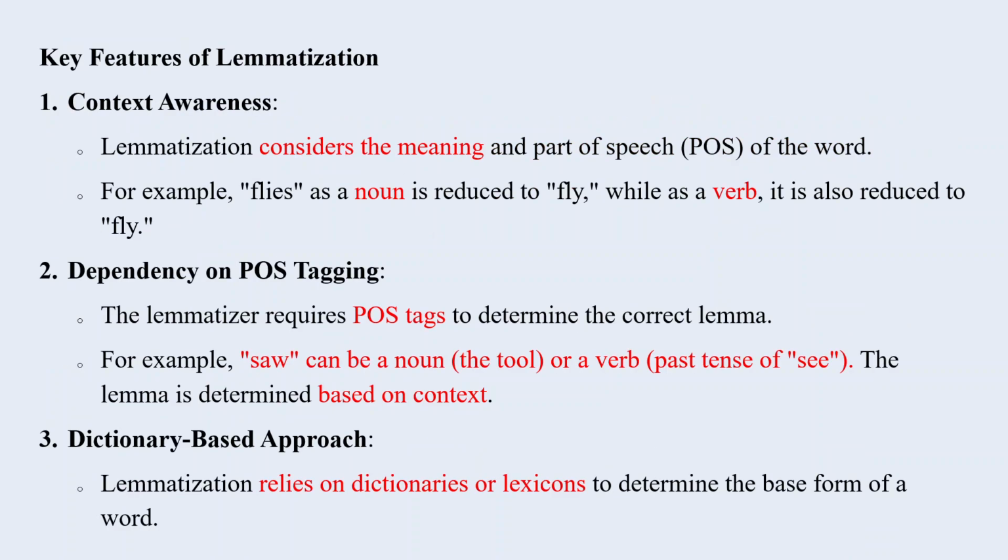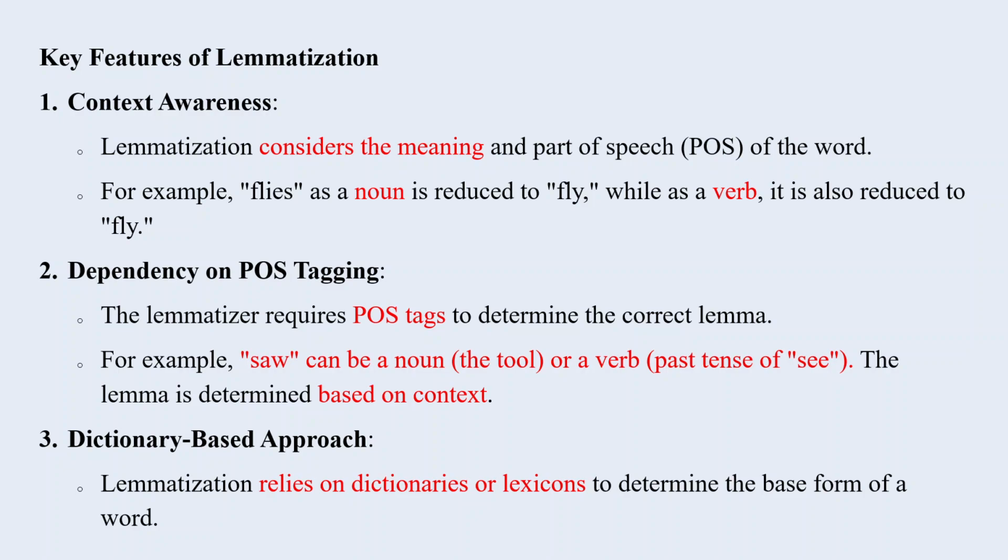So what are the key features of lemmatization? Here we have to be aware of context. What does context mean? Parts of speech of the word. For example, flies as a noun is reduced to fly, while flies as a verb is also reduced to fly. Like that, it has to understand the context and provide the meaning for the word; we call it context awareness in lemmatization.